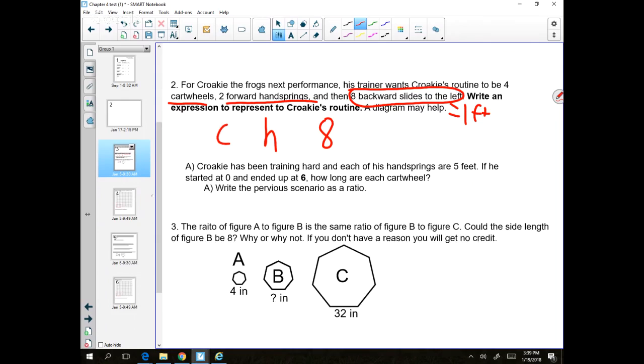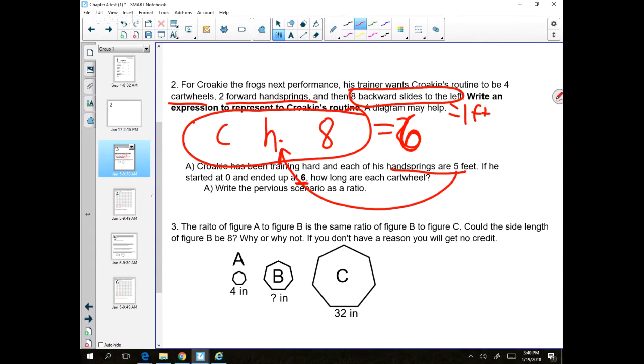In A here, it says they ended up at 6. When it says they ended up at 6, that means your whole equation here has to equal 6, because that's where he ended up. And then you'll notice here I tell you how big the handsprings are, 5 feet. You should plug that into your variable for your handsprings. In this case, I used h. You didn't have to, but I should be taking that 5 feet and plugging it in for h. And then the only thing you need to solve for is c.